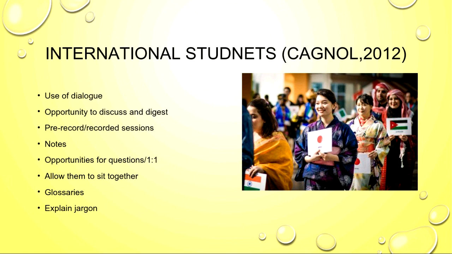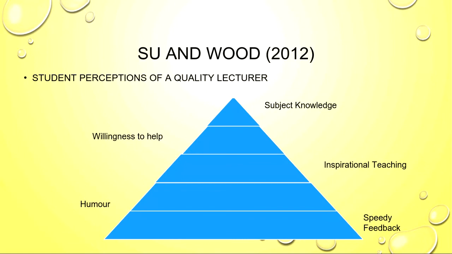Final piece is around a piece of work by Sue and Wood around students' perceptions of what a quality lecturer should be. And there's five key points there. And they talk about lecturers providing speedy feedback is really useful. Humour, again, is really useful in what they perceive as a quality lecturer. But the be-all and end-all of what students perceive as what a quality lecturer should be is someone that has really outstanding subject knowledge.